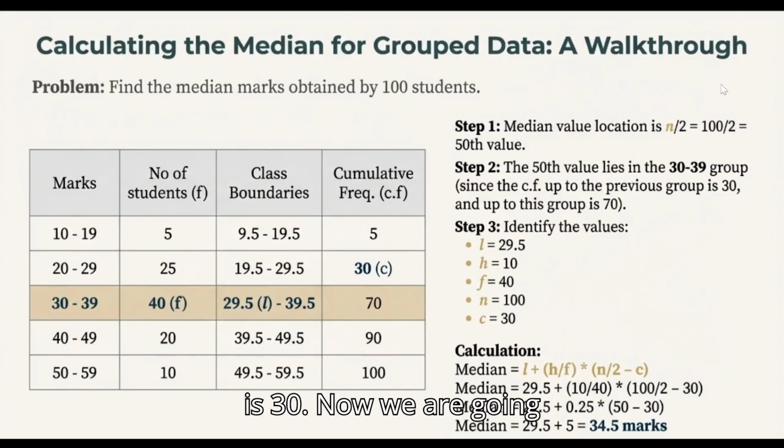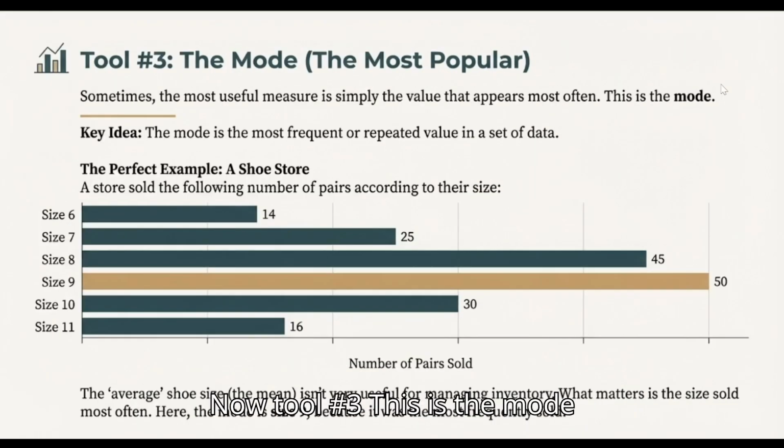Now we are going to simply calculate. We can write L plus H by F into N by 2 subtracted from C. So 29.5 gets added with 10 divided by 40 multiplied by 100 divided by 2 and subtracted from 30. So we get 29.5 added with 5, that is 34.5. That will be our median for the group data.